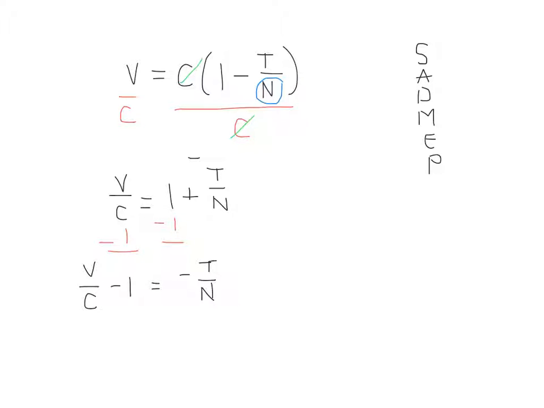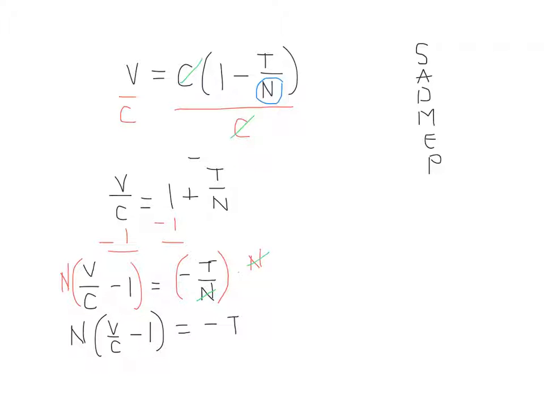This one's a little tricky, which is why I wanted to include it in my list of examples, because the variable that we're solving for is in the bottom of the fraction. That's not good. We want to get it out of the bottom by moving it to the top. That can be simply done by just multiplying both sides of the equal sign by n. And what happens is that allows us to cancel these n's. And what we have now is n times the quantity v over c minus 1 is equal to negative t.